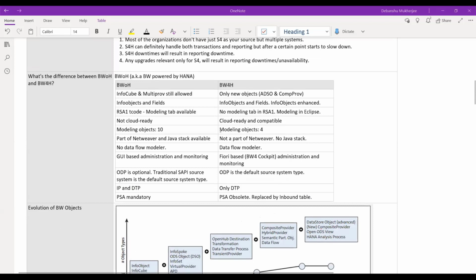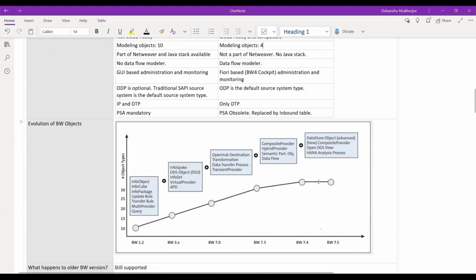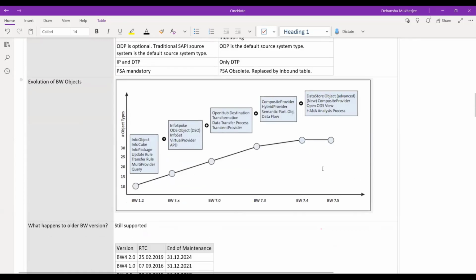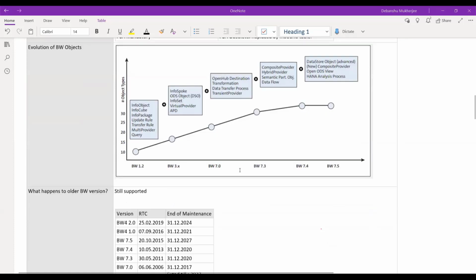So if you scroll up, I said modeling objects are 4. So what are those 4? Info object, advanced DSO for persistency. That means data is actually loaded in them. And virtual are composite providers and open ODS views. These are used for virtual access. So only these 4 info providers, you can do all types of modeling. Of course, there is analysis process designer, APD we used to call. Now it is called HAP. But from an info provider standpoint, there are only 4. Okay, that's the evolution of your info providers.